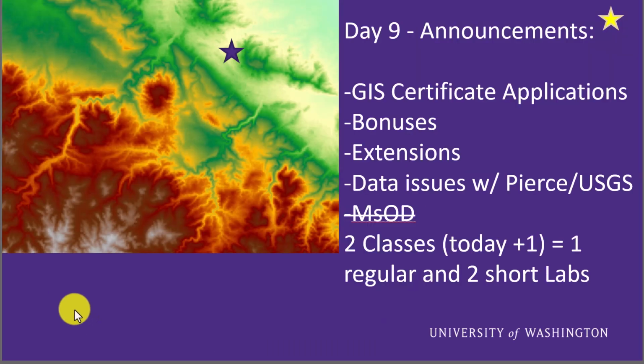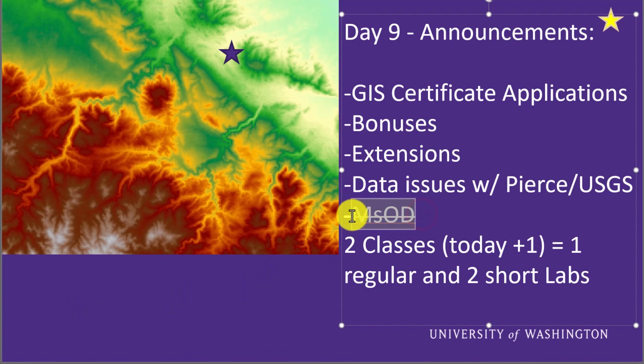Just a couple of announcements. The GIS certificate applications are open. There are still plenty of bonuses for you to complete to earn the grade of your choosing. There are extensions, so to speak, through June 5th, so you have plenty of time to submit everything. There is a data issue with Pierce County, and what I'm suggesting you do is download the data in a geodatabase, and that's spelled out clearly in the lab. And last reminder, there are just 2 more classes today plus 1 more. You have a regular lab and 2 short labs.